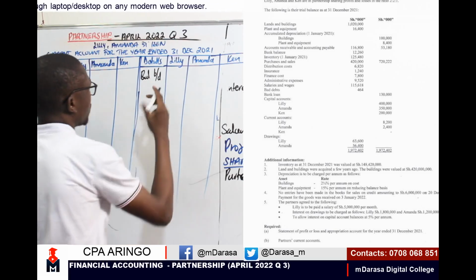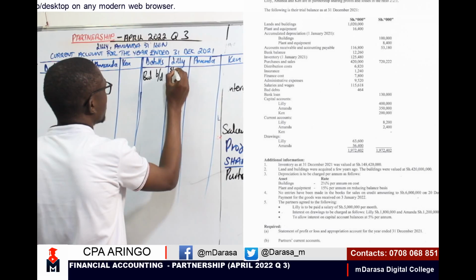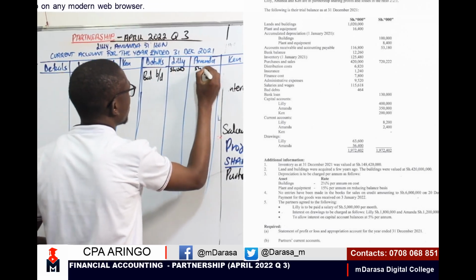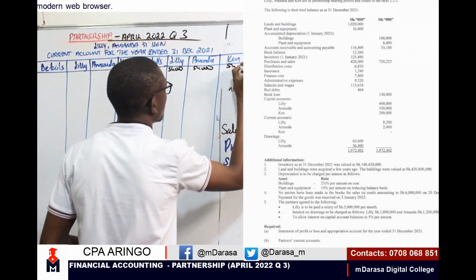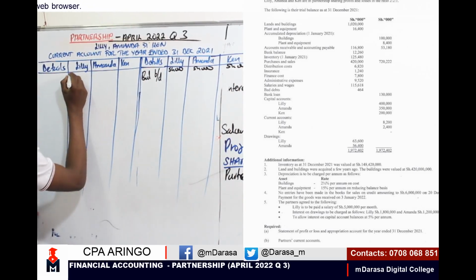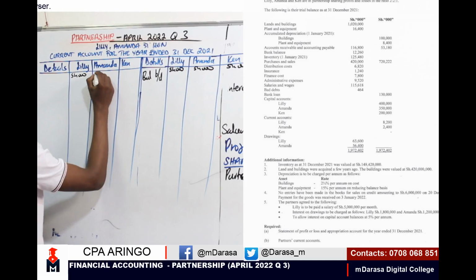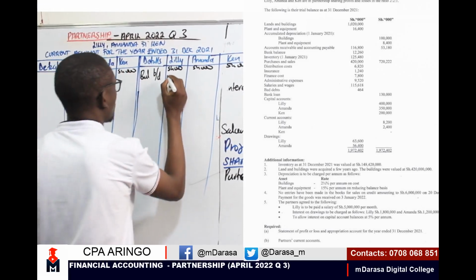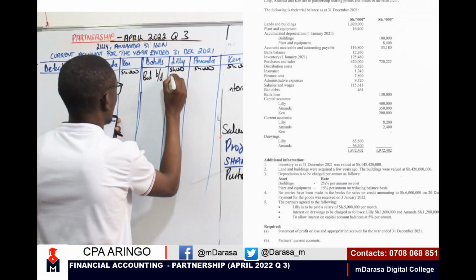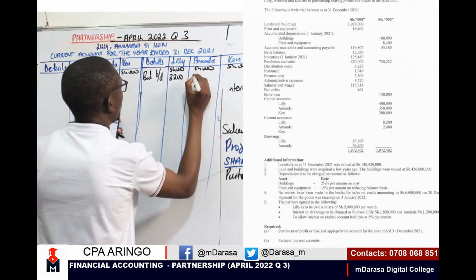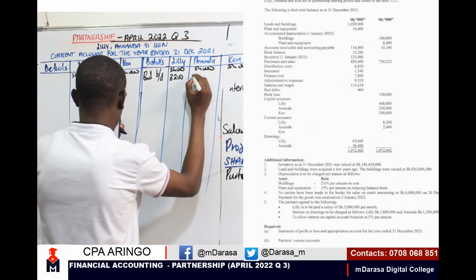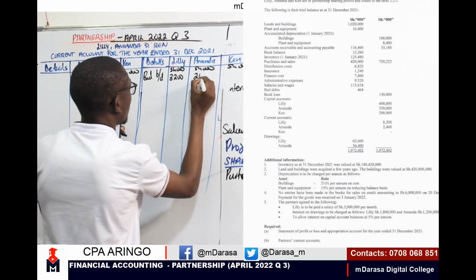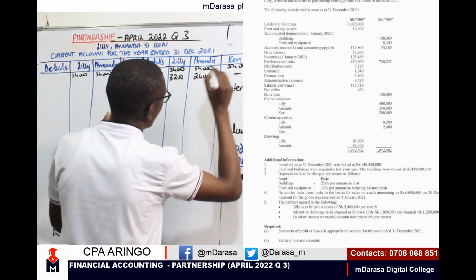Remember, our figures here are in thousands, my good students. We should not forget that. So balance brought down for Lily, I'm having 8,200. For Amanda, I'm having a figure of 2,400. Then this other individual, Ken, we did not have.